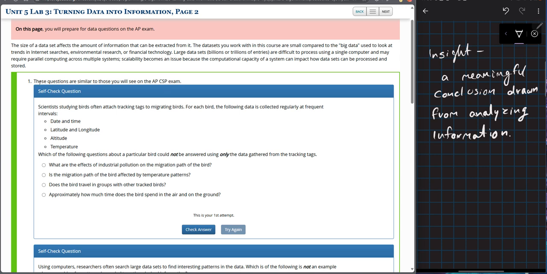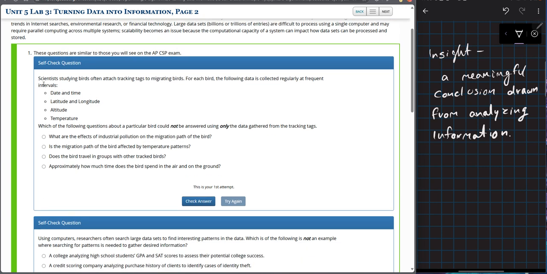Okay. So these are questions similar to those you'll see on the AP exam. The question says, scientists are studying birds often.